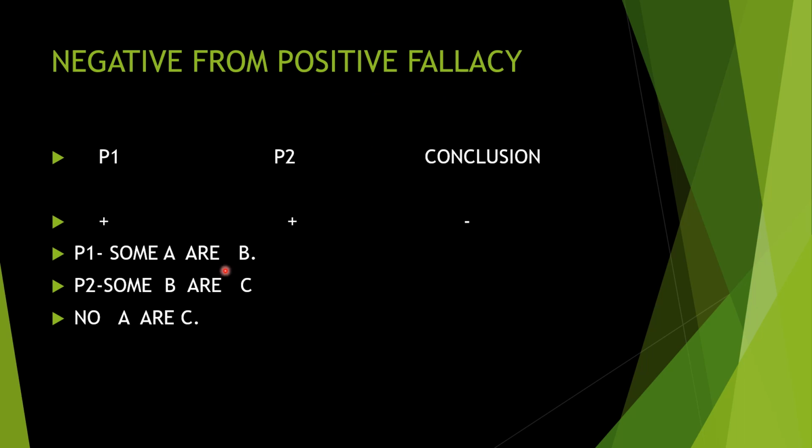That's a rare type. Some A are B. Okay, some B are C. So both are positive sentences and they have given a conclusion as no A are C. Okay, no A are C. Then it becomes a negative sentence. Then it is a negative from positive fallacy. A fallacy means a mistake. So when positives are given and a negative comes, it is a fallacy. What kind of fallacy is that? Negative from positive fallacy.